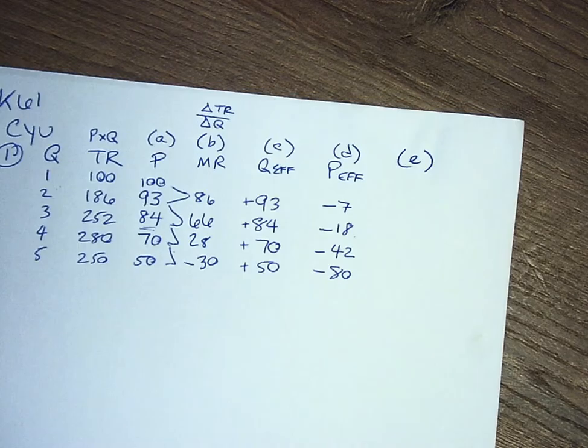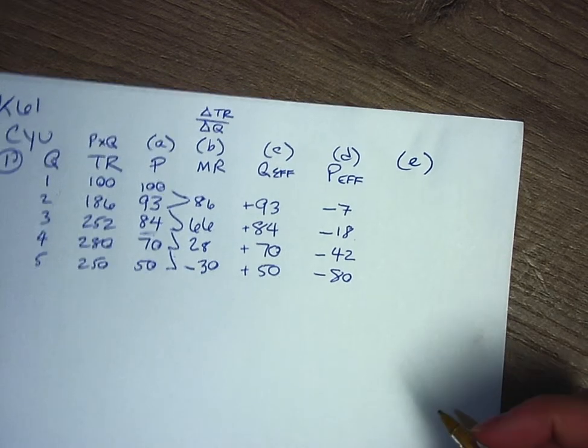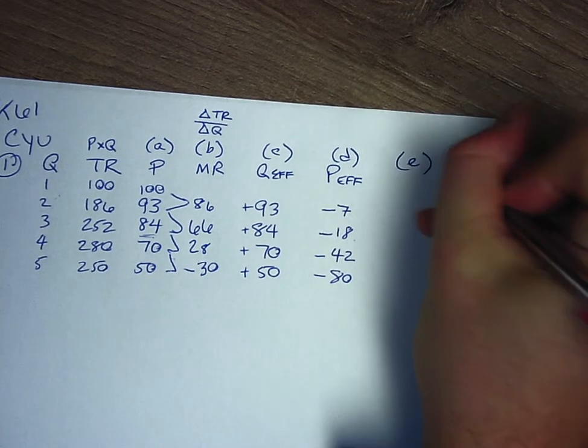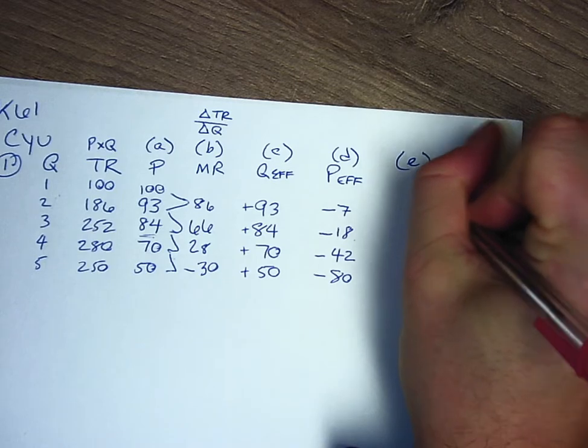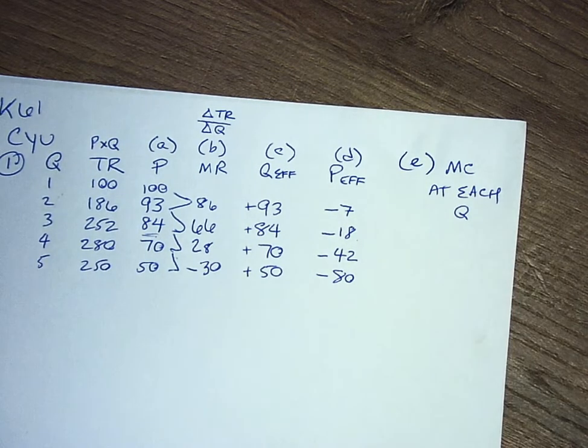What additional information would be needed to determine their profit maximizing output? Well, we know their marginal revenue, so what we would need is the marginal cost at each quantity of output.